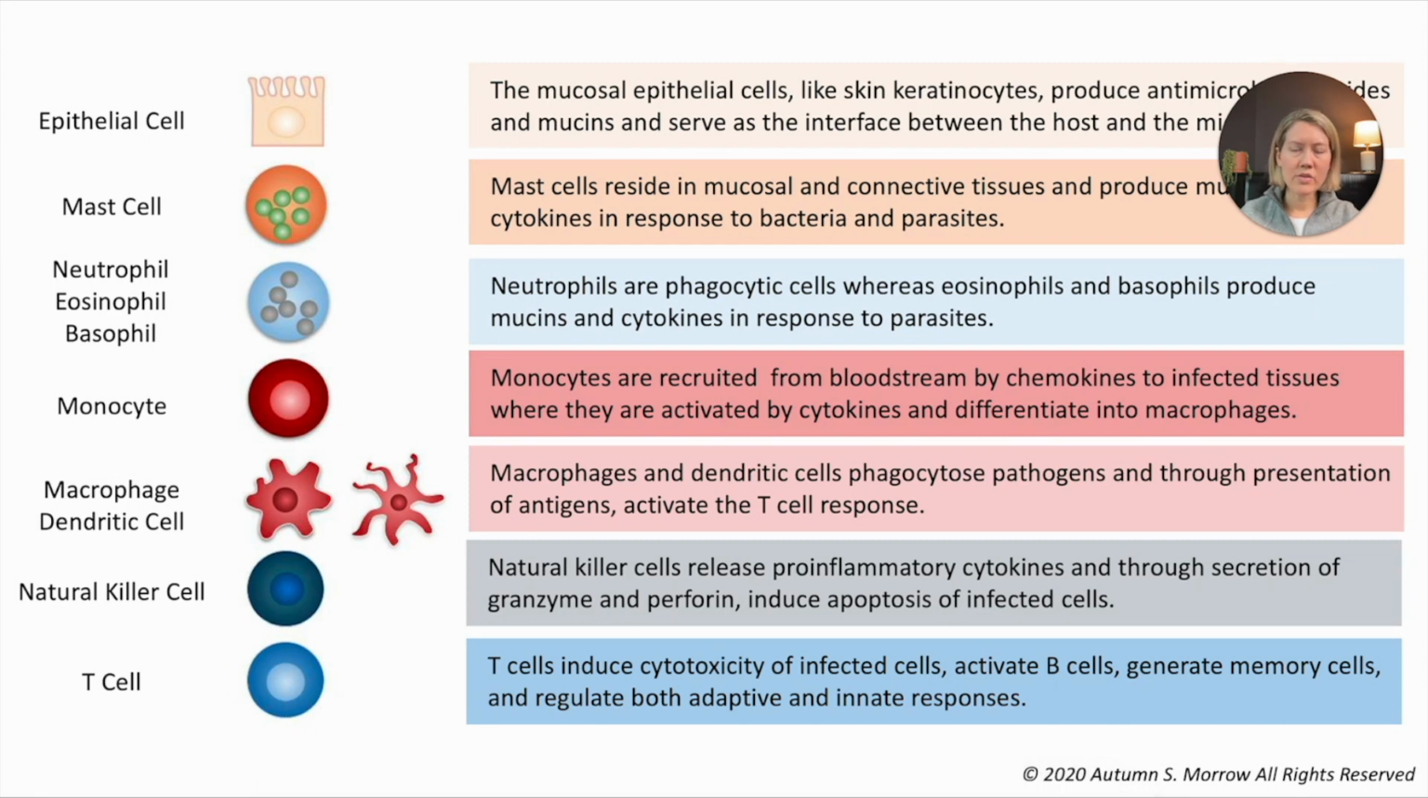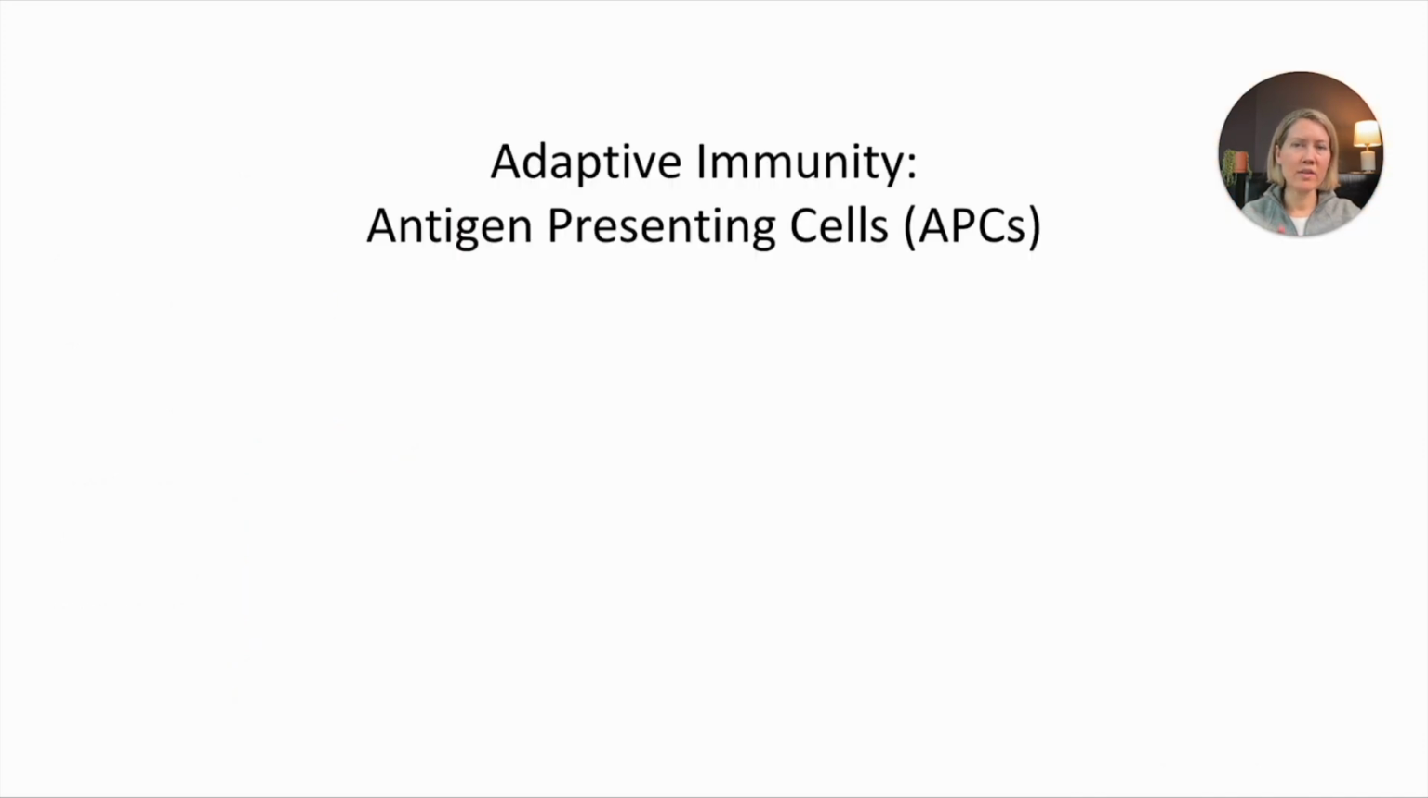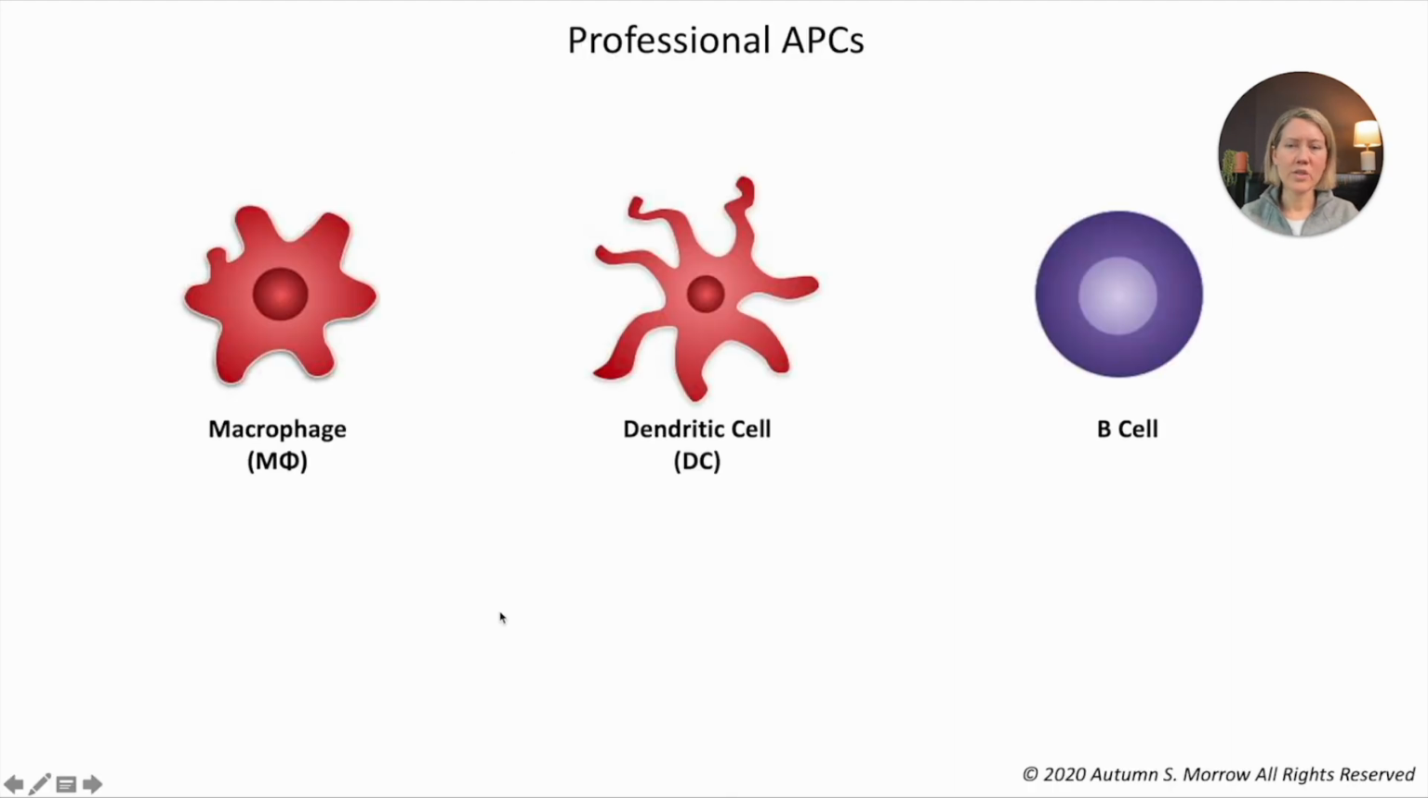T cells also activate B cells, generate memory cells, and regulate both arms of the innate and the adaptive immune system. Now we'll focus a little bit on these antigen-presenting cells, also known as APCs. So here are the professional antigen-presenting cells. We have macrophages and dendritic cells from the innate immune system, and then B cells from the adaptive immune system. All of these can present antigens, hence their name, and activate the T cell response, and they can all serve as a bridge between the innate and the adaptive immune system that way.